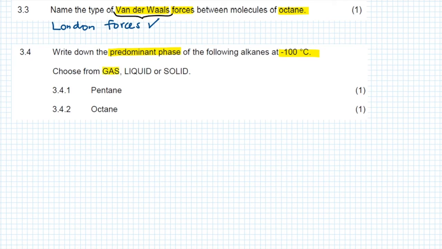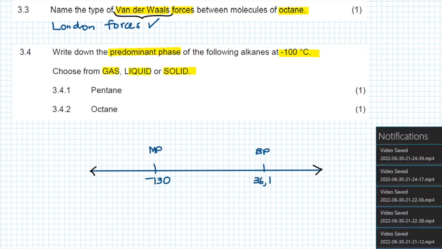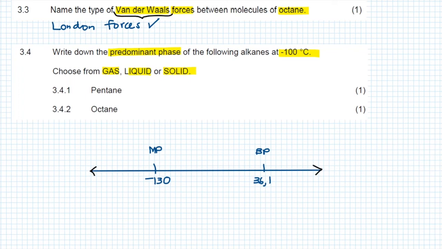Choose from gas, liquid, or solid. I like to make use of a number line on which I include the melting point and boiling point of the substance in order to answer questions like this. We know that if we have a temperature lower than the melting point, then the substance will be in the solid phase. If the temperature is between the melting and boiling point, then the substance is in the liquid phase. And if the temperature is higher than the boiling point, then the compound is in the gaseous phase.